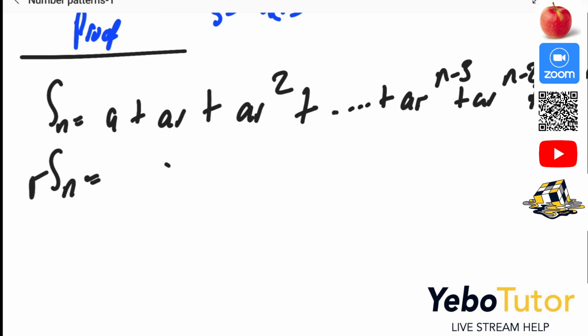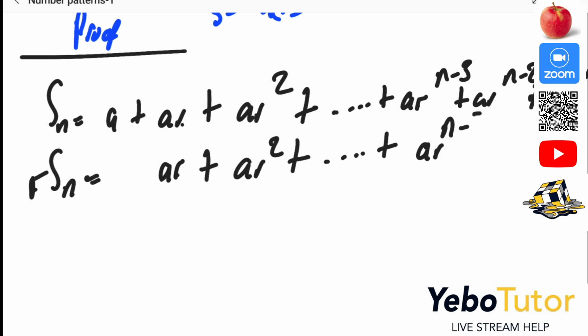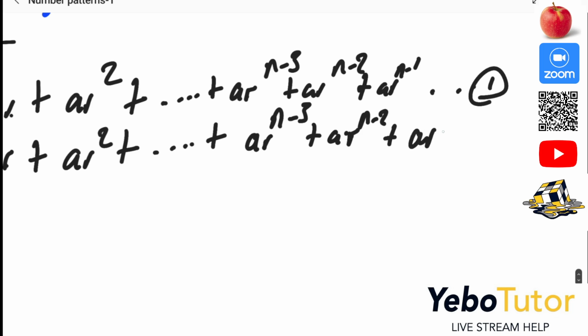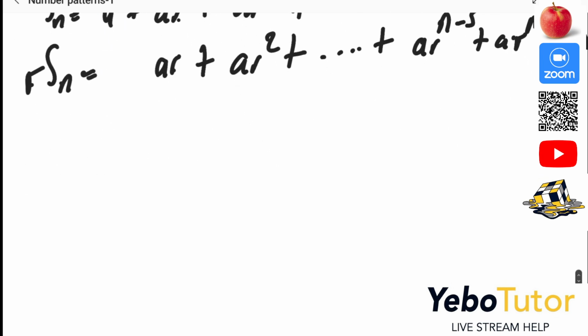Now equation number 2, that will be Sn again multiplied by the r, the common ratio. So that will be your ar, start here, okay, because r times a, it's ar, r times ar, that will be plus ar squared plus ar^(n-3) plus ar^(n-2) plus ar^(n-1) plus ar^n, and this can be equation number 2. Then now we can say equation number 2 minus equation number 1, so that our life can be nice and good.